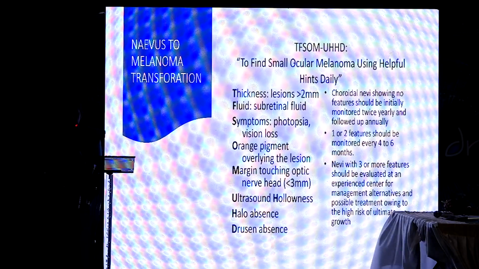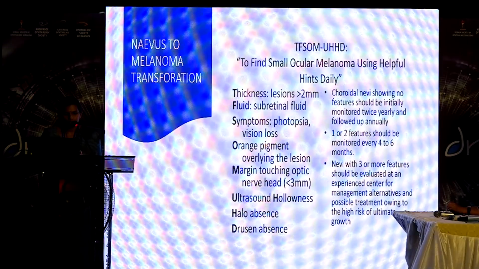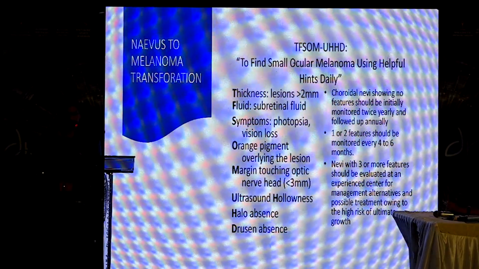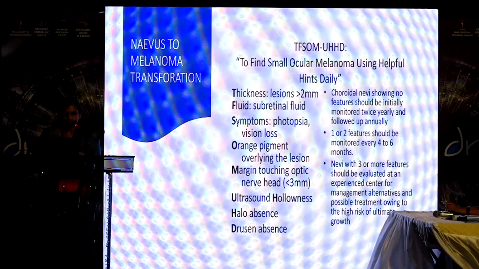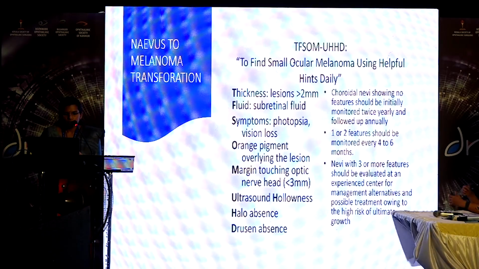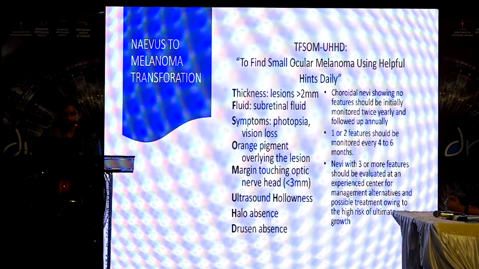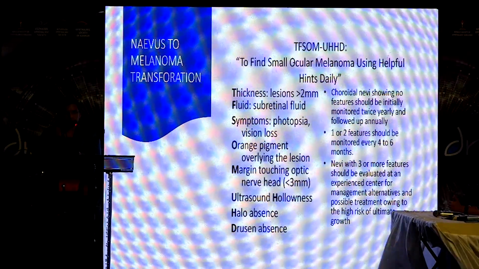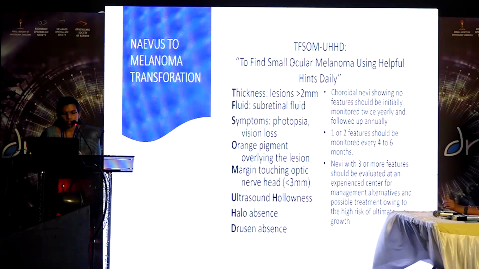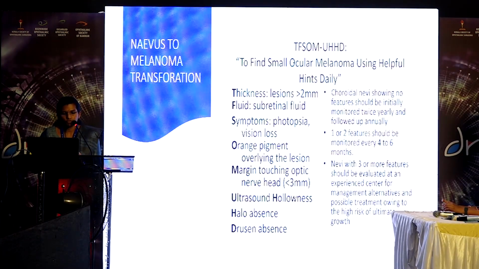The things which we have to look in each follow-up is thickness of the lesion more than 2 mm, and presence of subretinal fluid, presence of symptoms, orange pigment overlying the lesion, and the margins touching the optic nerve head or within 3 mm, and ultrasound hollowness, absent halo, and absent drusen. If any of these signs are not present, then we can safely follow up the patient annually. And if one or two features are positive, we have to see the patient every 4 to 6 month time. And if three or more signs are positive, then the patient has to be evaluated in an experience center for the further management.